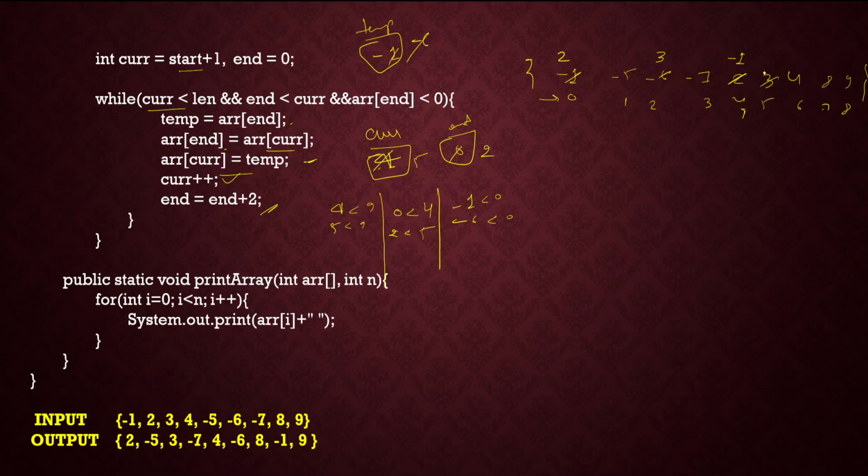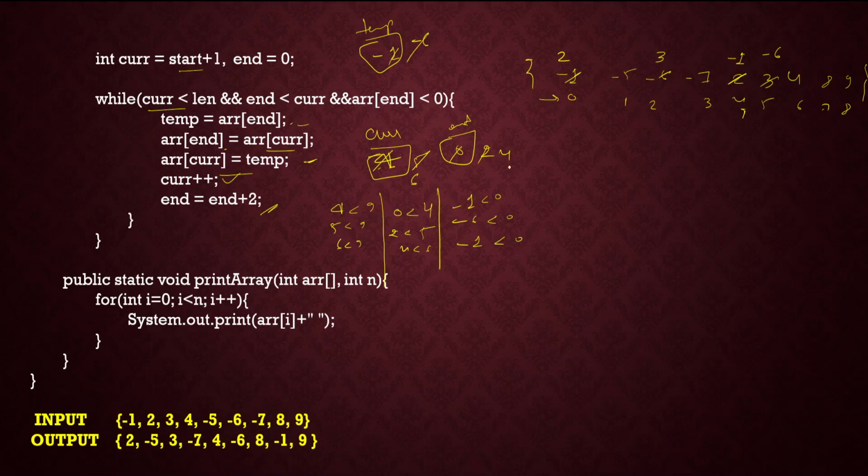What is current right now? Current is 5. The fifth location will be placed -6. Is it done? Now current will go from 5 to 6 and end from 2 to 4. 6 is less than 9. Yes, it is correct. 4 is less than 6. It is correct. The value of array of end, which is array of 4, is -1. -1 is less than 0. Yes, it is correct. Again, we have to do the same thing.